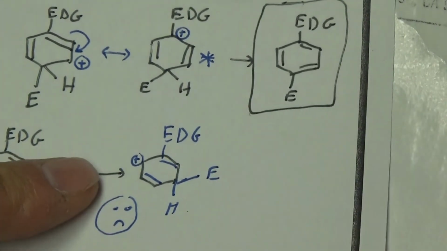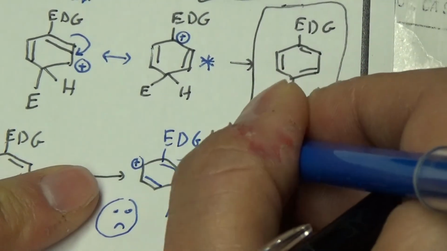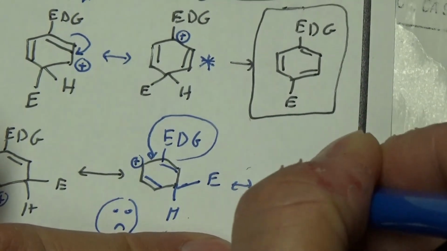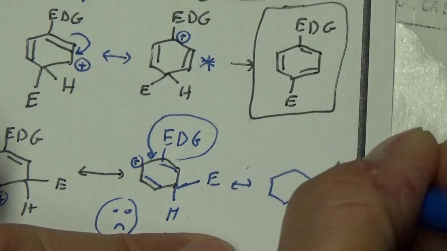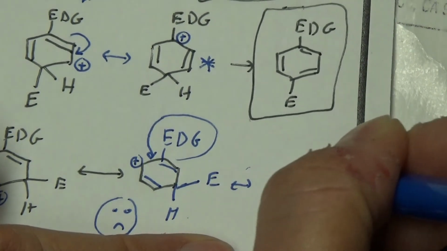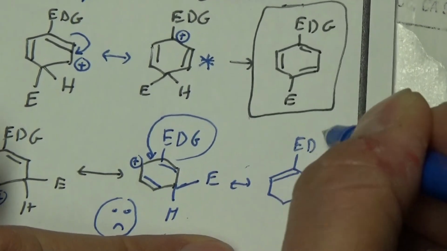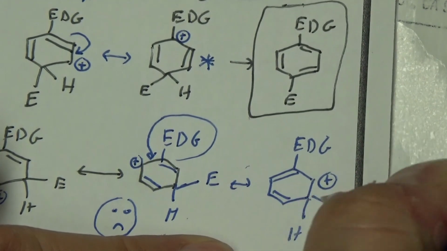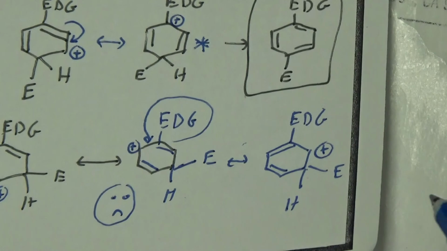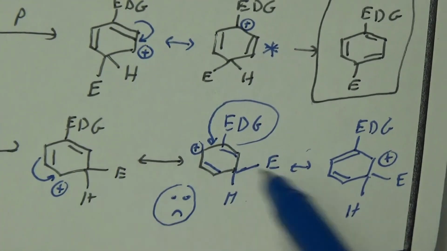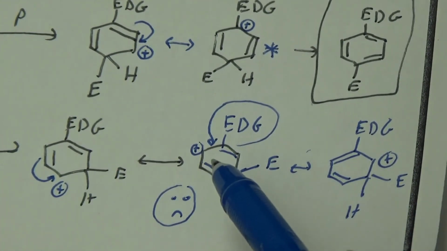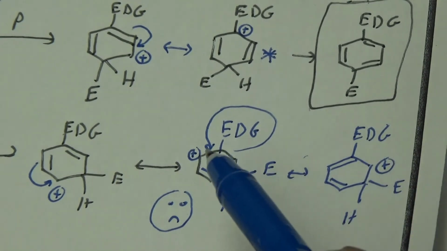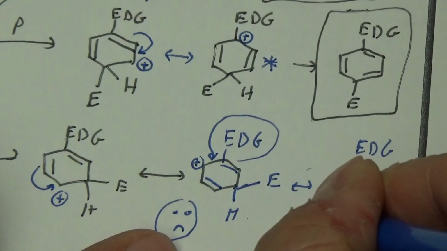And is there another resonance we can draw? Well, yeah, we can push the double bond the other side and put a plus charge over here, right? Is that favored? H and E. Are any of these favored? And it's not. This is not favored, that's not favored, because the donating group is not directly adjacent to the positive charge. So this is also a frowny face.